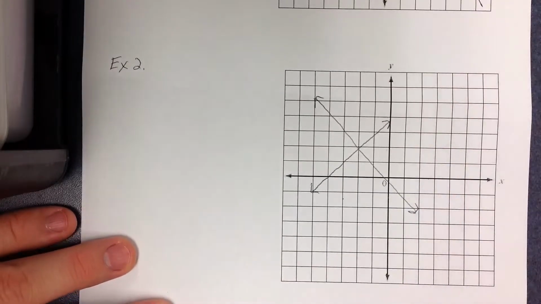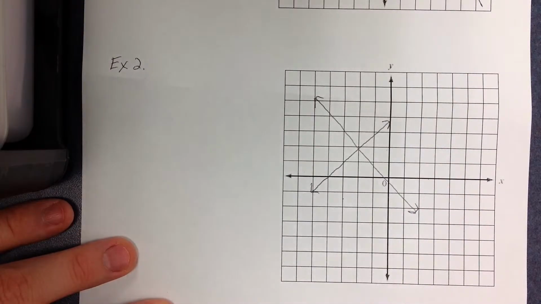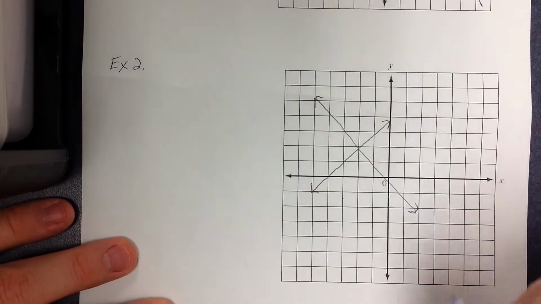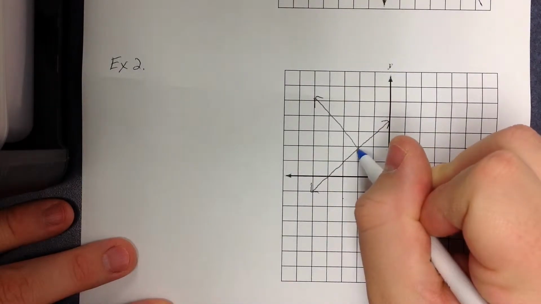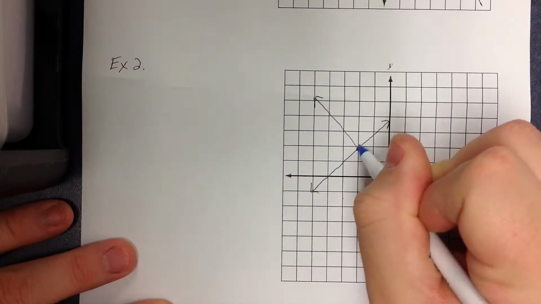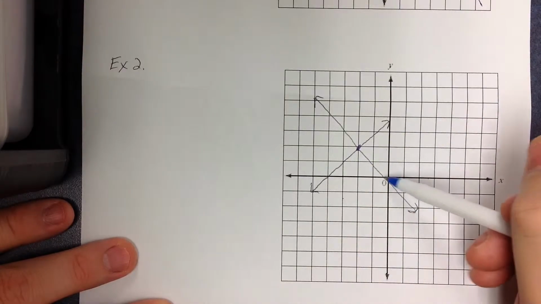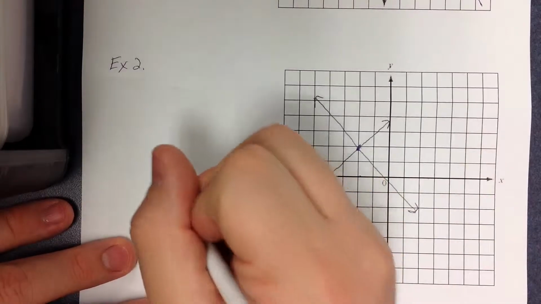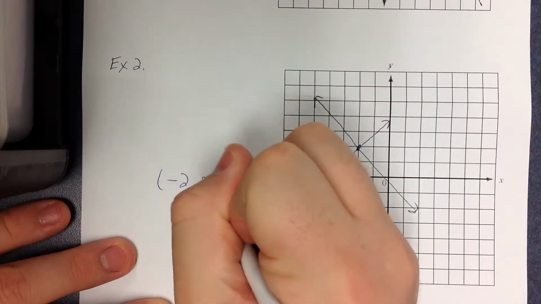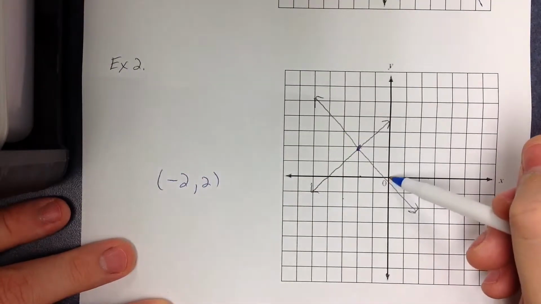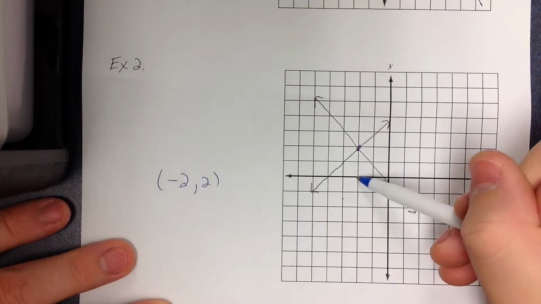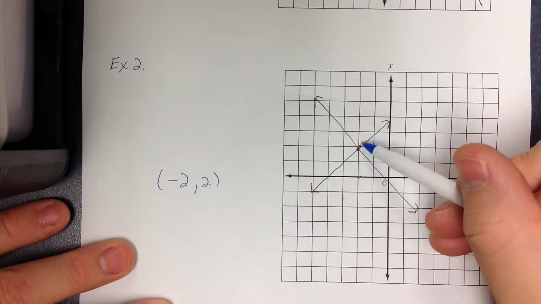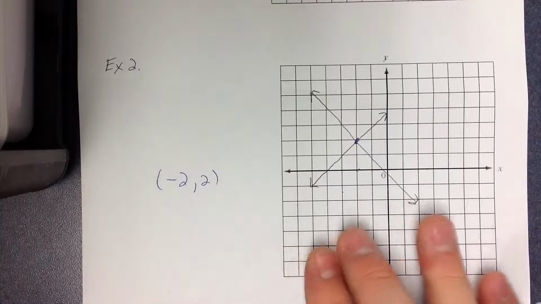Okay, the second example has a graph system already there. So we're looking for the solution, so we want to know where they cross. It appears they cross at about negative 2, positive 2. Because again, you start at 0 when you're finding the ordered pair. So I went left 2, so that's negative 2. Up 2, that's positive 2.